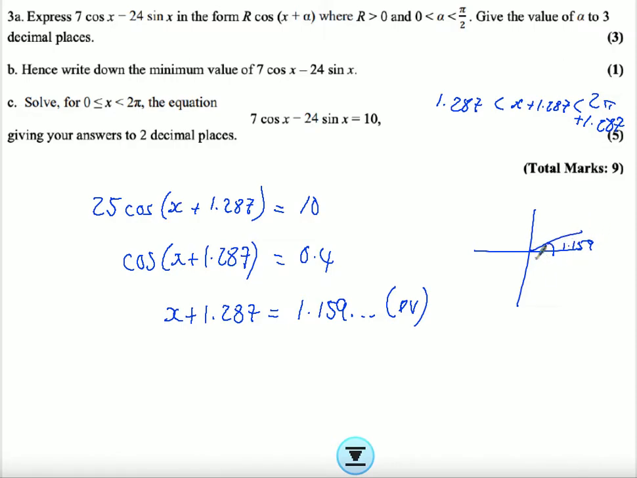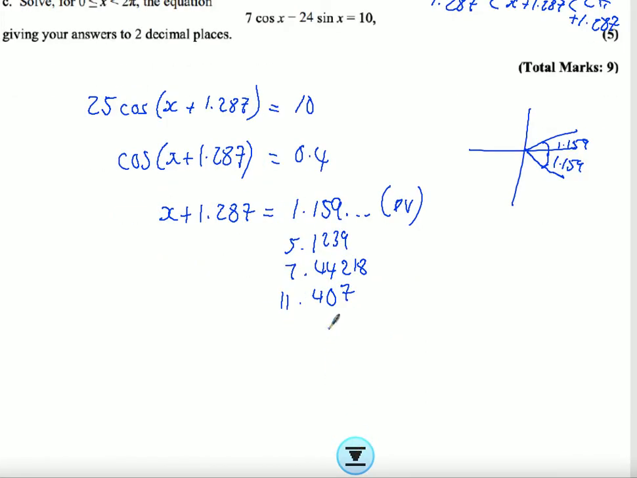We want cosine, which is also in the fourth quadrant, so 1.159. So let's get some values of x plus 1.287, shall we? So it's going to be 2 pi, subtract that for our other value here. So 5.1239. We could also get 7.44218. We can also get 11.407.